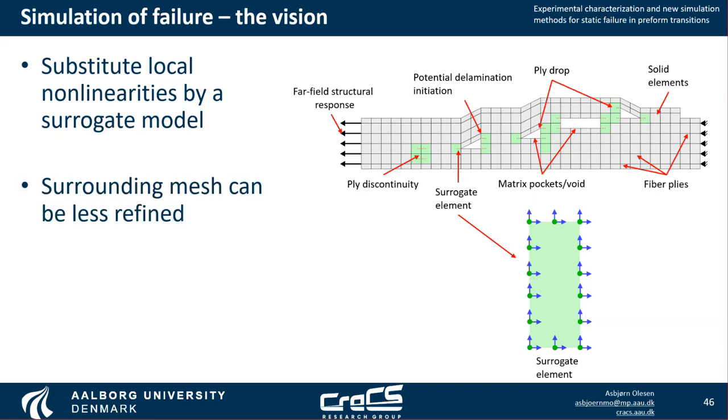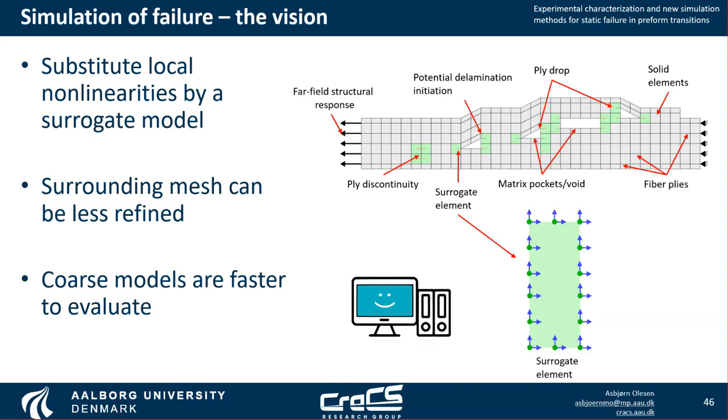Our hope is then that the surrounding mesh, where we have only linear behavior in our finite element models, can be meshed less refined, which leads to coarser models, which are faster to evaluate, and then we have much more efficient evaluation of such a detail.